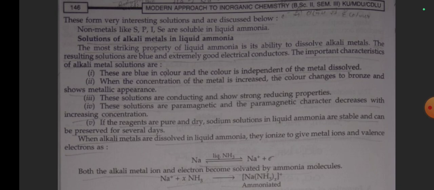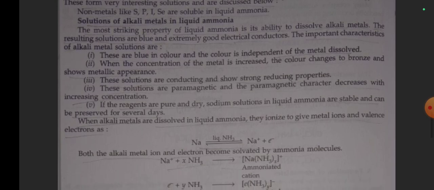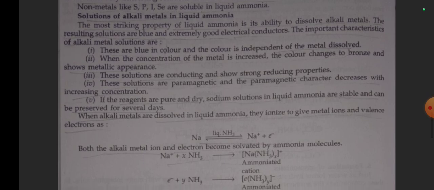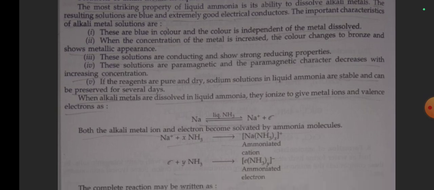Solutions of alkali metals in liquid ammonia. The most striking property of liquid ammonia is its ability to dissolve alkali metals. The resulting solutions are blue and extremely good electrical conductors. The important characteristics of alkali metal solutions are: number 1, these are blue in color and the color is independent of metal dissolved. Number 2, when the concentration of the metal is increased, the color changes to bronze and shows metallic appearance. Number 3, these solutions are conducting and show strong reducing properties.